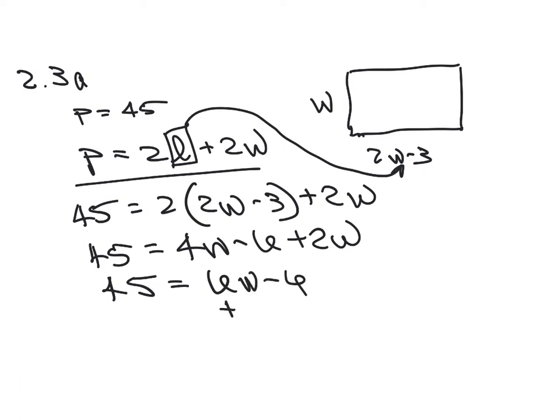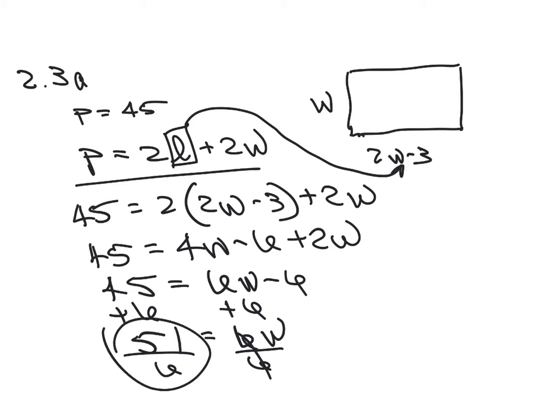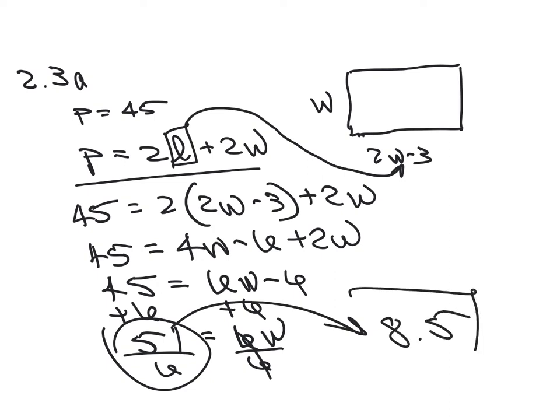Add 6 to both sides. So 51 equals 6W, and then we divide by 6, that goes away, and our W is 51 over 6. But lengths, you usually don't leave it as a fraction. You write it as a decimal because 8.5 makes more sense to the reader than 51 over 6. Now that's the width, it is 8.5.